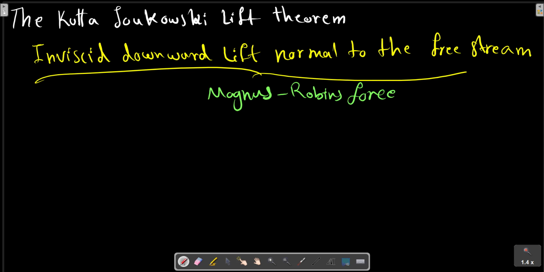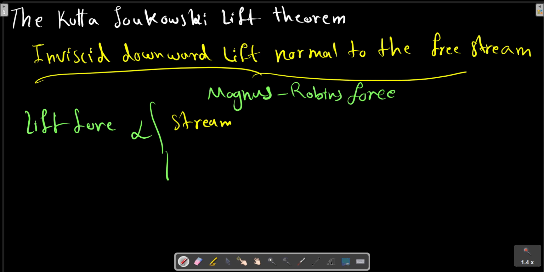This lift is proportional to the stream velocity and the vortex strength, so this lift force is proportional to the stream velocity and vortex strength.